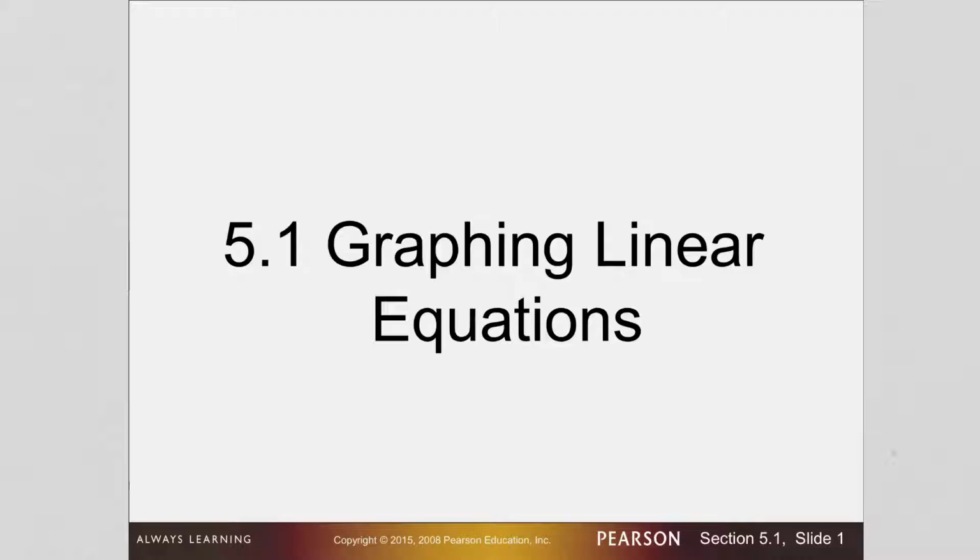Okay guys, we are now graphing linear equations. We've been doing this for a while, but we're going to continue doing this, and hopefully the more you see it, the more you're exposed to it, the easier this will become.